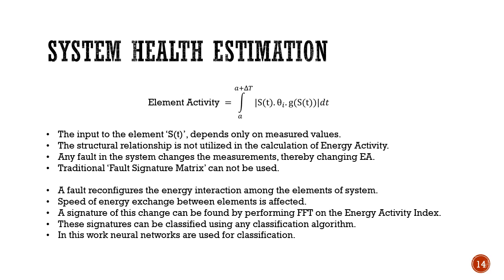But it must be inferred that a fault reconfigures the energy interaction between the elements of the system, also affecting the speed of the energy interaction. This change in speed will reflect in the energy activity index, and an FFT analysis can give us signatures of specific faults which lead to some specific changes in energy interaction among the elements. These signatures can be put in a classification algorithm for proper fault isolation. In the current work, neural networks are used for classification.